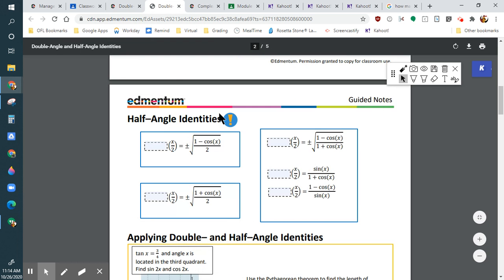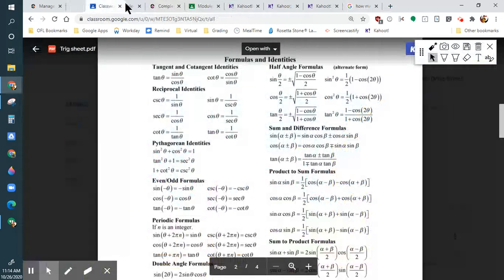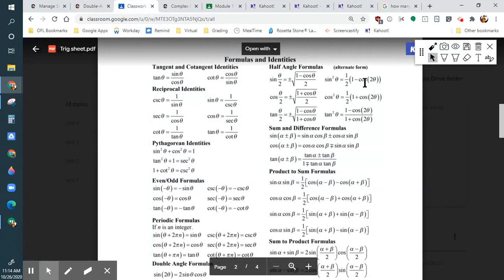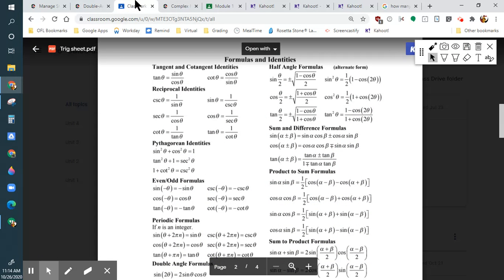Where are we? Oops, I just said I wasn't going to use it. There we go. So if we're doing this one, we're going to do the 1/2. So this becomes 1/2, and we're going to do cosine of 2 theta, or, geez, sorry, too many tabs. 1 minus cosine of 2 theta.